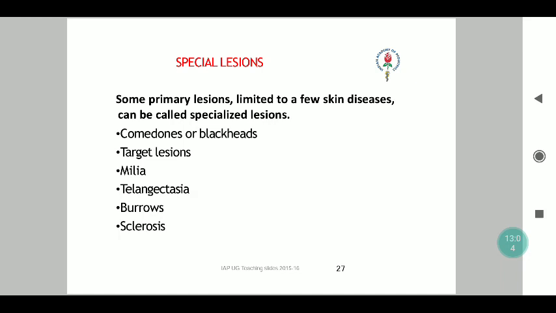Now, with this we come to the special lesions. The special lesions cannot typically be described as primary or secondary lesions because they have a few features mimicking both. To enumerate these, they include comedones, also known as blackheads, target lesions, milia, telangiectasia, burrows, and sclerosis.